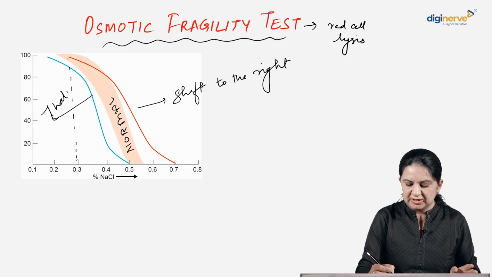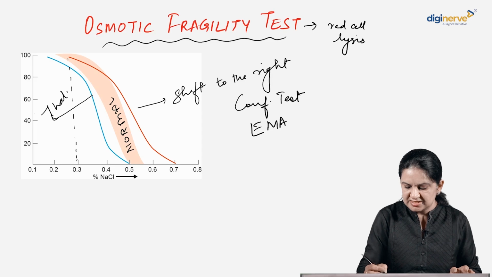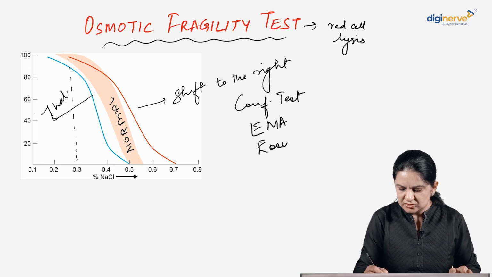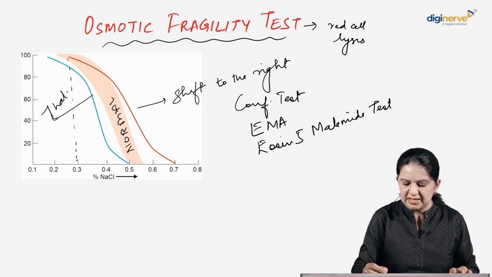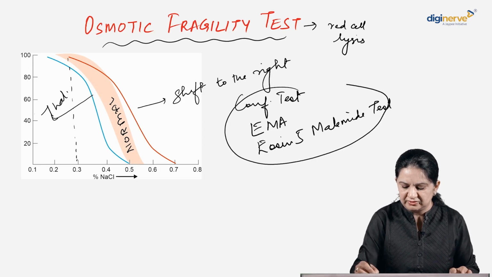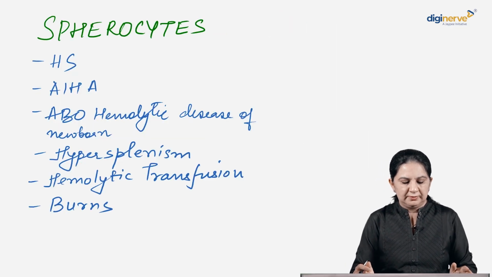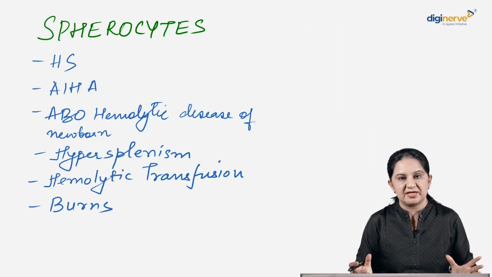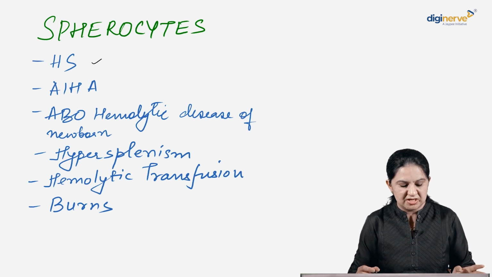Alright, so the confirmatory test here is the EMA test. What is EMA? Eosin 5 maleimide test. Alright, this is the confirmatory test for hereditary spherocytosis. Now, coming to where all the spherocytes can be seen. Hereditary spherocytosis, we just now studied.